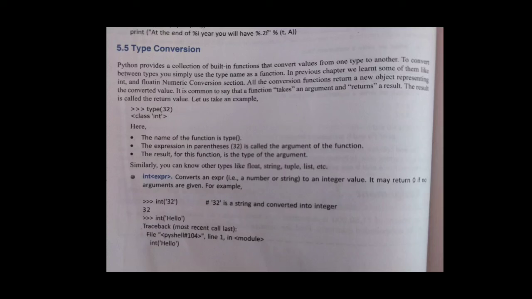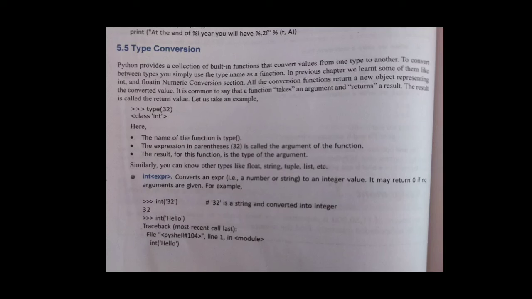But when you want to convert data explicitly or externally, in that case also there are various functions or various options. So today we see about these options or the types of conversion. It is very easy and a very powerful component of Python. Python provides a collection of built-in functions that convert values from one type to another. To convert between types, you simply use the type name as a function.